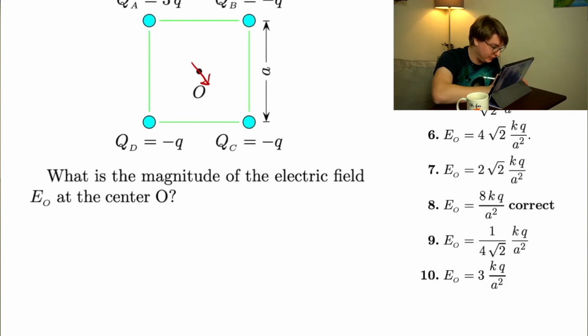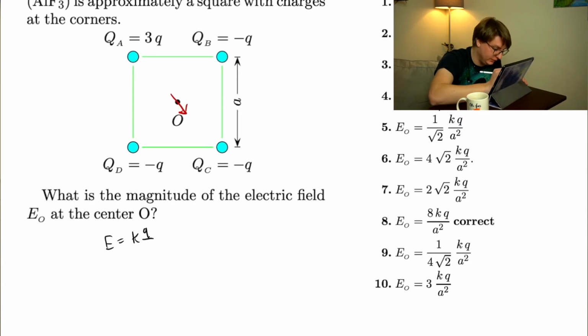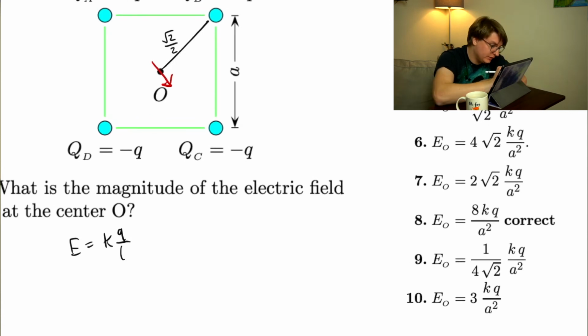If we just take the electric field from a single charge, it will be KQ over this distance. This is A, so this distance, with a little bit of geometry, is going to be square root of 2 over 2. Always double check it, but this is something I have in my head all the time.